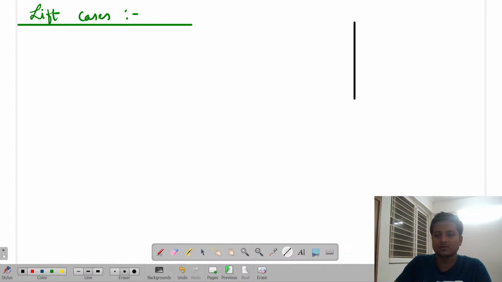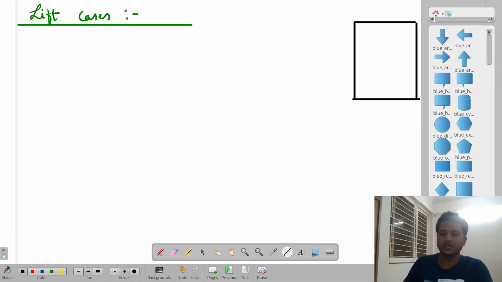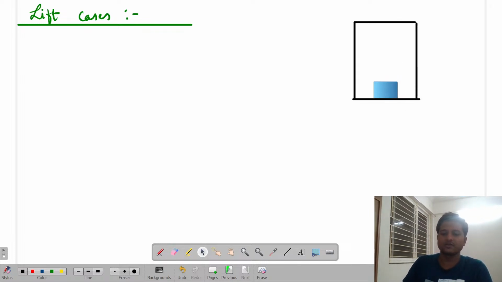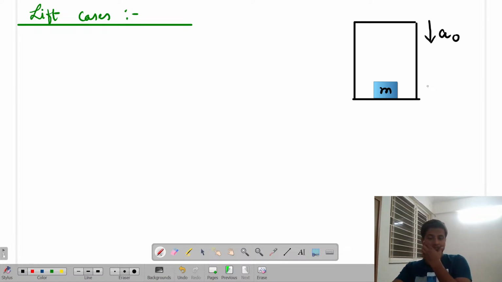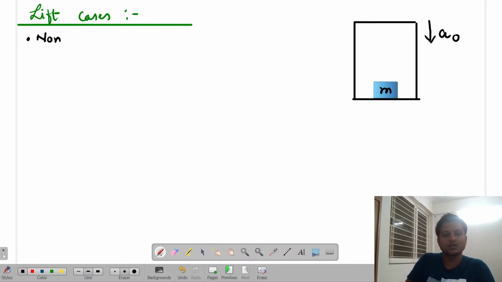Okay, so let us bring the first case of the lift. Let us consider that I place a block of mass m inside a lift. Suppose this is the mass m, and this lift is now going with acceleration a naught downwards. The question is asking: find the normal reaction on the block.